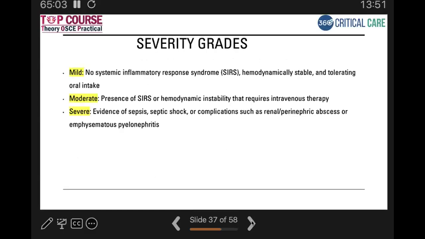Okay, and pyelonephritis can be graded into mild, moderate, and severe according to the European classification. Mild pyelonephritis is when they don't have any systemic inflammatory response syndrome, they are hemodynamically stable and tolerating oral intake. Moderate pyelonephritis is when they have presence of SIRS or hemodynamic instability that requires intravenous therapy. And severe pyelonephritis is when the patient is in florid sepsis, septic shock, and has complications like renal or perinephric abscess or emphysematous pyelonephritis. That is how pyelonephritis has been graded.